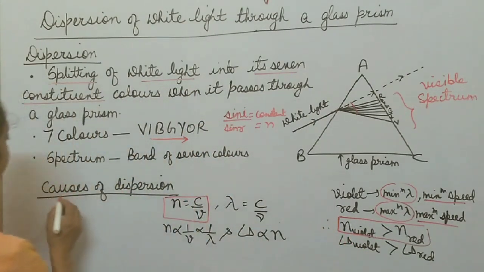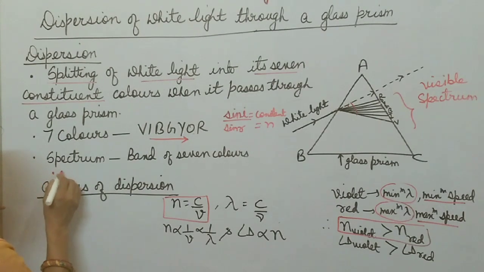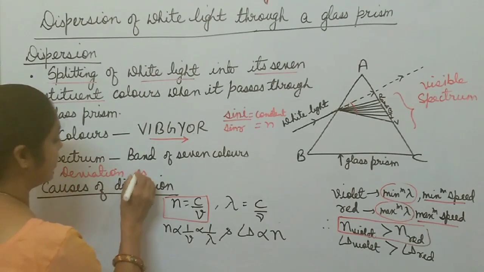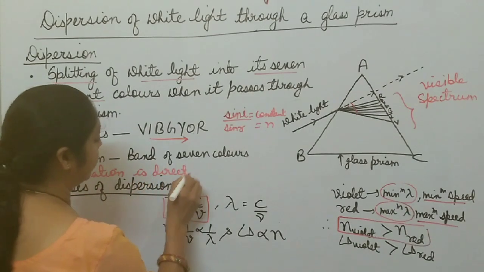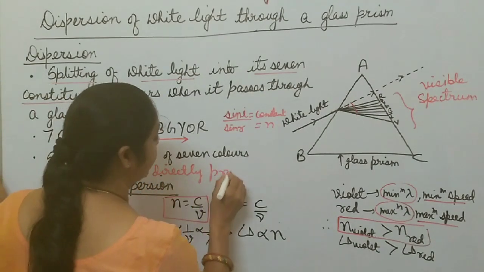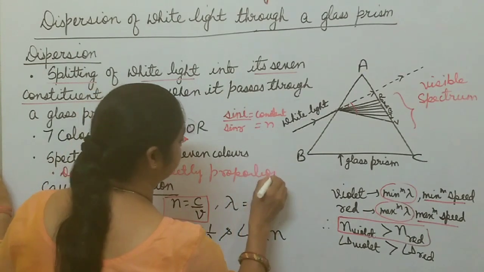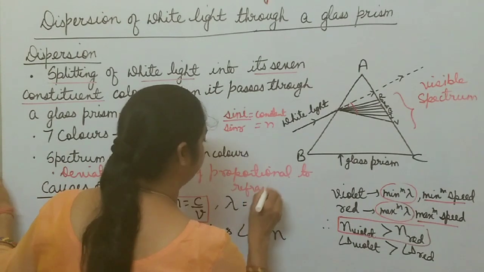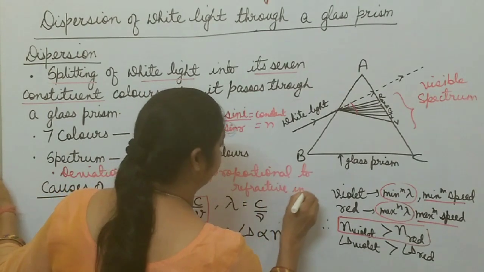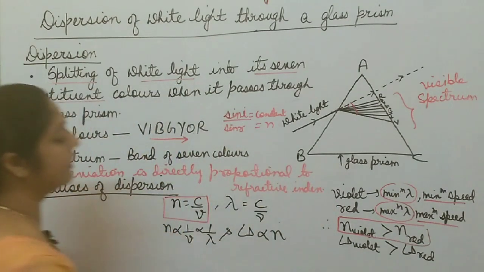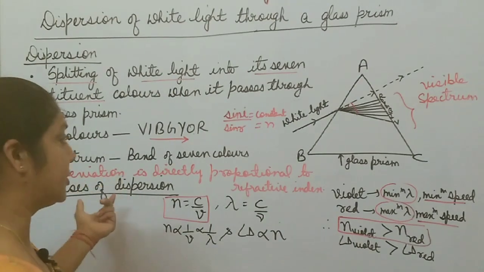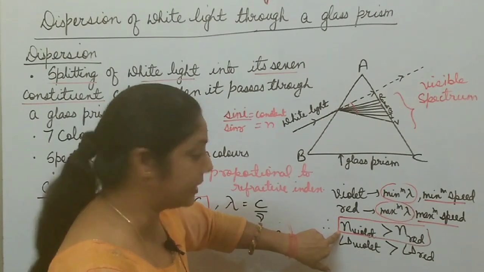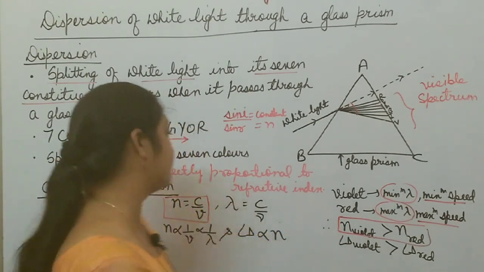And one point you note down, right? Deviation is directly proportional to refractive index. You note this point, okay? Greater the refractive index, greater is the angle of deviation. And here violet color has maximum refractive index. It means violet color deviates most.